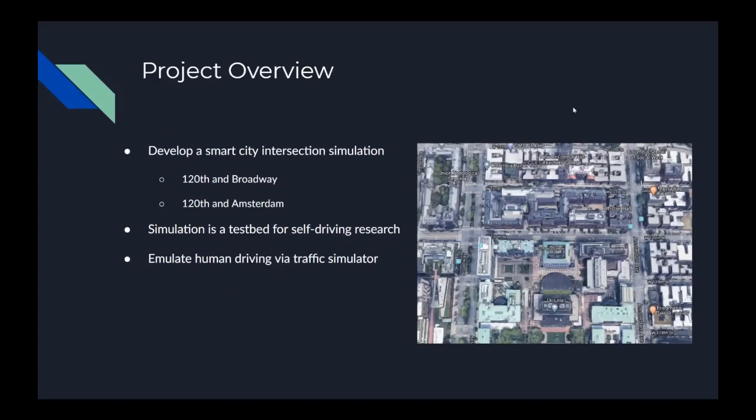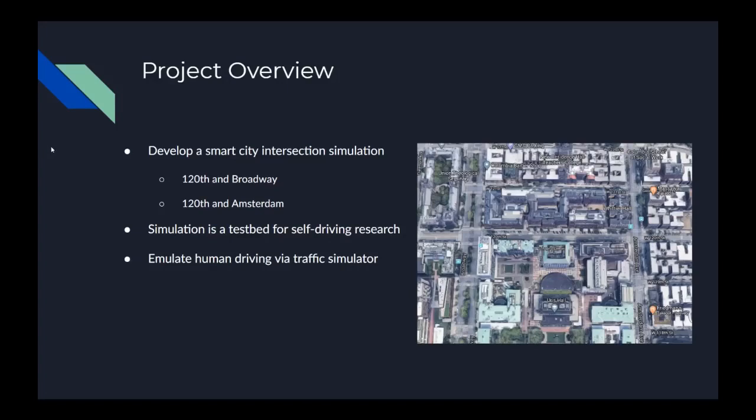So today we're going to discuss what the intersection simulation project is. Our goal for this project was to develop a smart city intersection simulation which mimics the intersections between 120th and Broadway and 120th and Amsterdam. In the orbit room at WinLab, we have a physical scale model, 15:1 scale, of these two intersections, and our virtual simulation is based off of that.